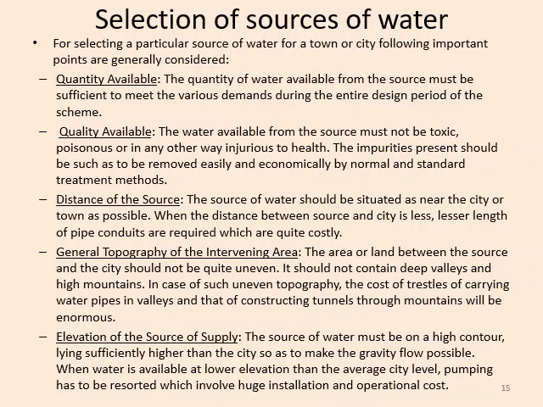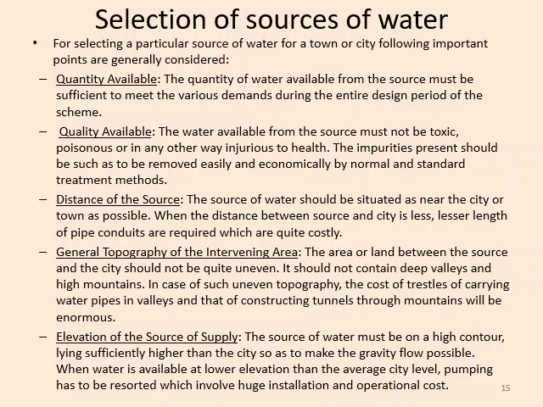Third point is distance from the source. The source of water should be situated as near as possible to the city or the town where we intend to distribute the water. When the distance between the source and the city is less, lesser length of pipes is required and it will be economical also.